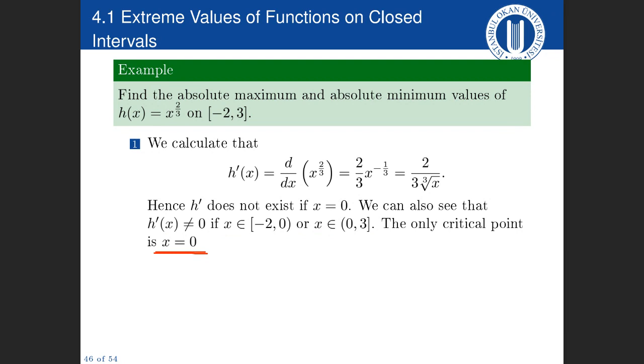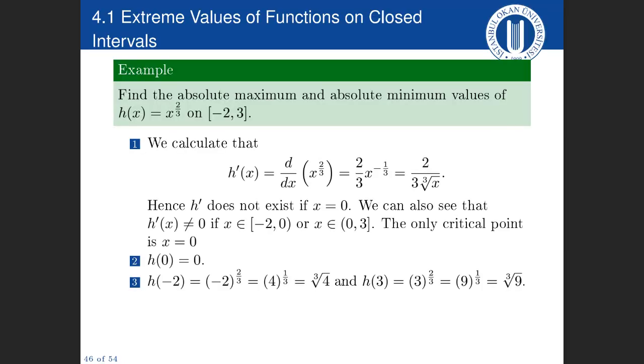Step 2, calculate h at every critical point. h of 0 is 0. That was easy. Step 3, calculate the value of h at the endpoints. h at -2 is cubed root of 4, and h of 3 is cubed root of 9.